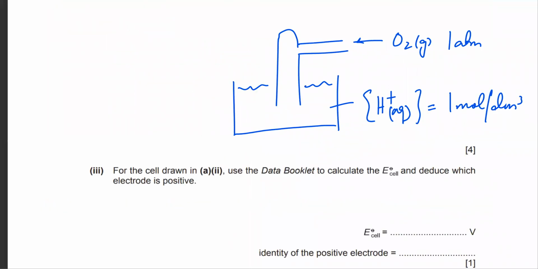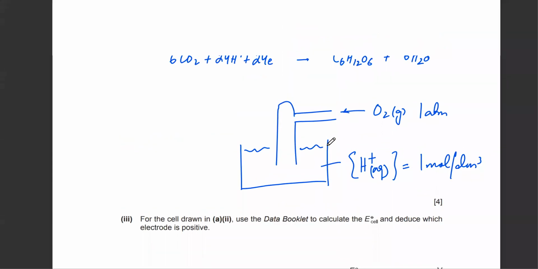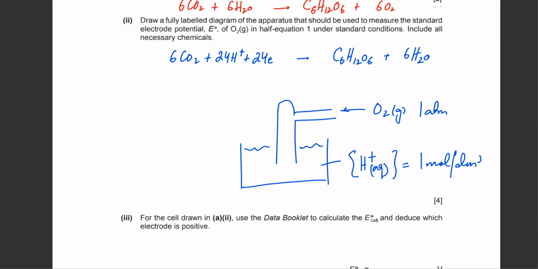What is the electrode made up of in this case? Whenever you have a gas electrode, it's going to be made up of platinum. Remember, there are 3 types of electrodes. So it's going to be made up of the platinum electrode. And he's saying a fully labeled diagram. So tell me what's missing now. Does anyone know what's missing now?